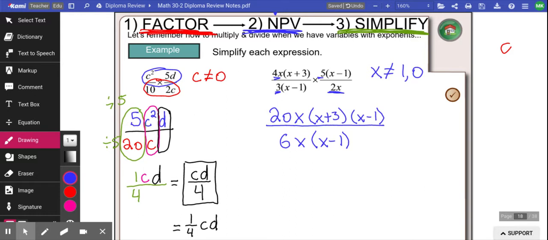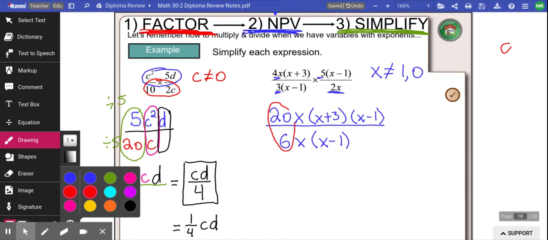We will start with the monomials. So I have 20 and I have 6. Both of those numbers could divide by 2 to become 10 over 3. If you didn't know how to do that, your calculator does it for you. 20 divided by 6, math frac. It'll tell you what number goes on the top, what number goes on the bottom. The next part of my monomials, I have an x and an x. Those x's can cancel because they were both monomial x's.